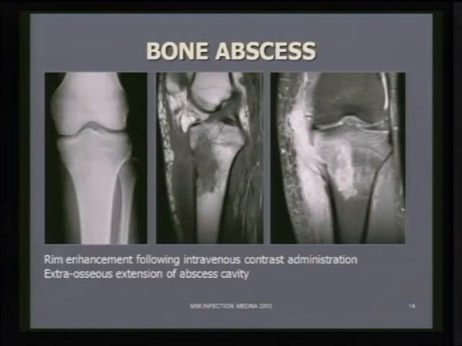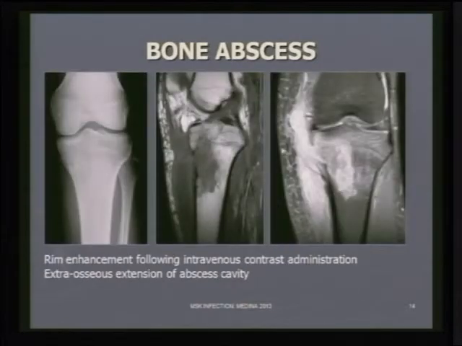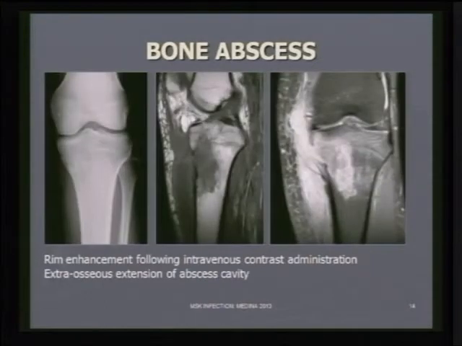This is another example where there's more abnormality, in fact, in the soft tissues than in the bone. So this does make you wonder whether the infection started within soft tissue or, in fact, it started within bone. What we see on the anterior side of the shin is this large abscess.